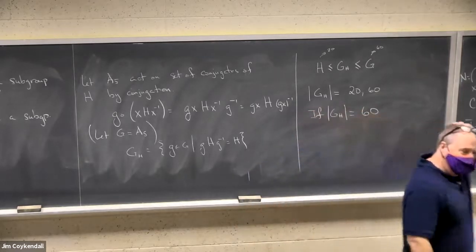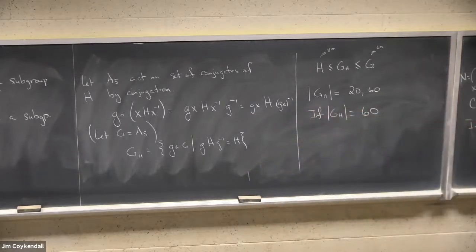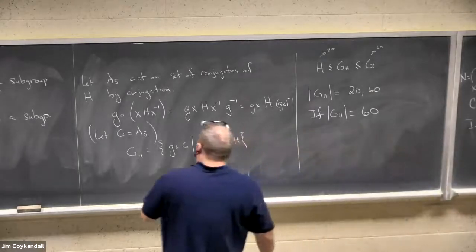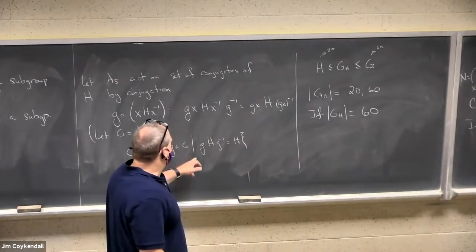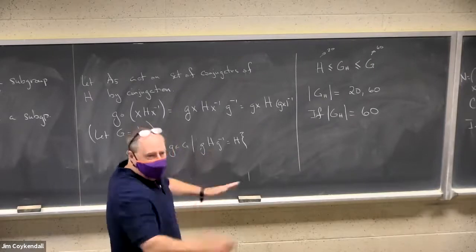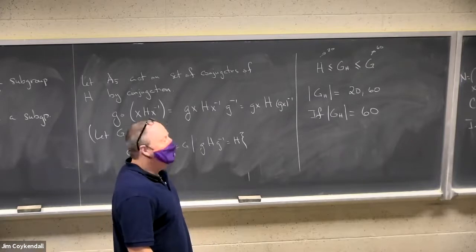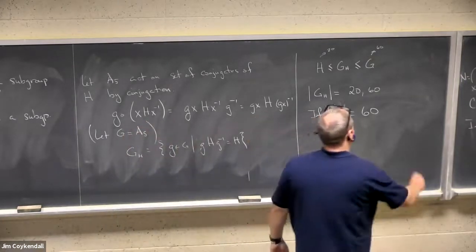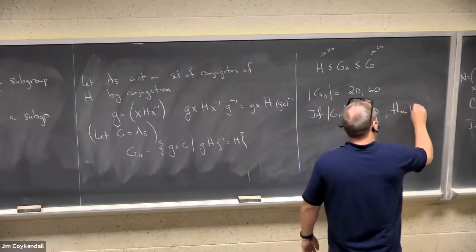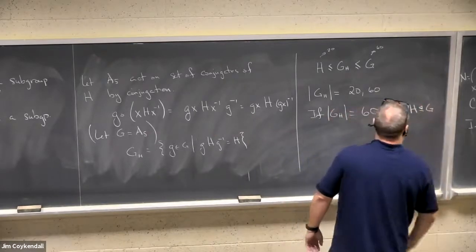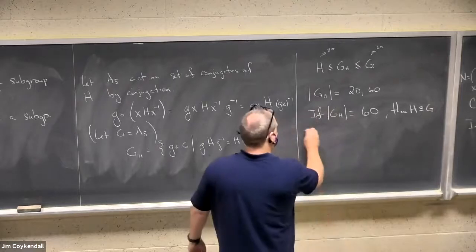Mean for GH, the order of GH is 60. What's that? H needs to be a quarter 60. Well, you're actually close. What it means is everything in the group stabilizes H. Everything. What does that mean? So just normal. It means H is normal. But this is a contradiction.